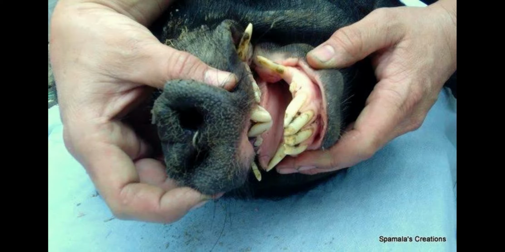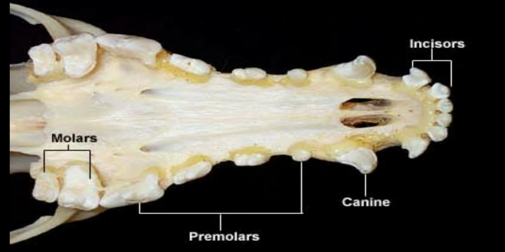Now remember there are three types of teeth in mammals. We are talking about animal husbandry here. Now, the three types of teeth in mammals: we have the incisors, we have the canine, and the third one, we have the premolars and the what? The molars. Let's start from the incisors.